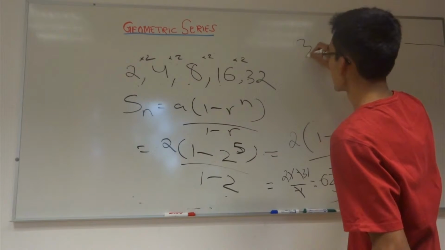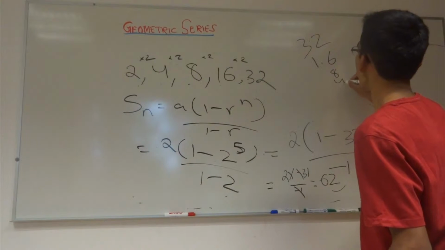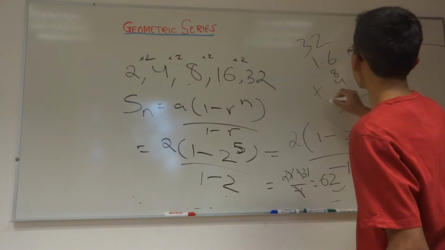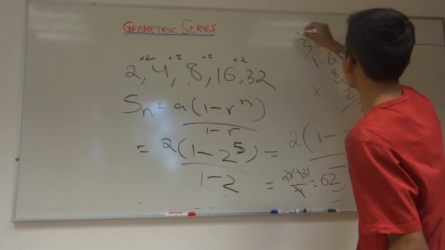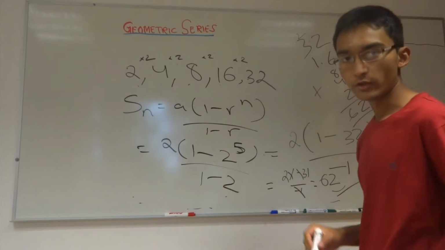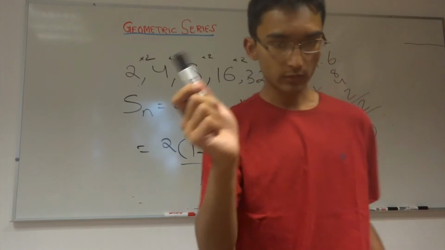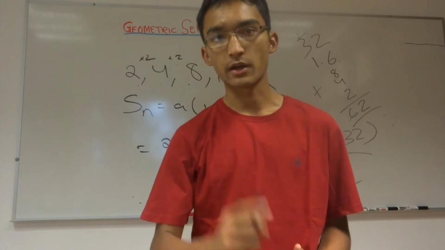You can also try it this way: 16, 8, 4, and 2. That gives you 16 plus 8 is 24, 4 plus 2 is 6, 24 plus 6, 30... that's 62. There we go. We got it right. Now moving on to the sum of geometric sequences when the number of terms is infinite.